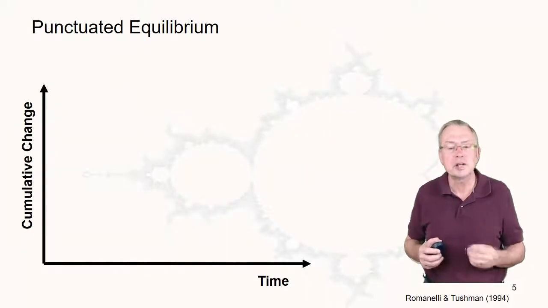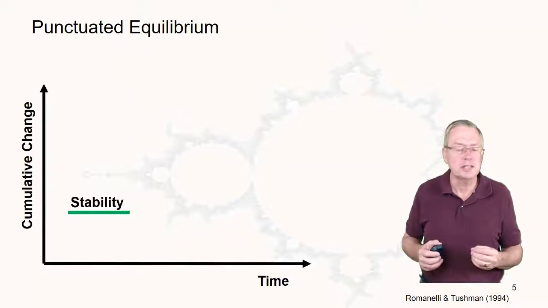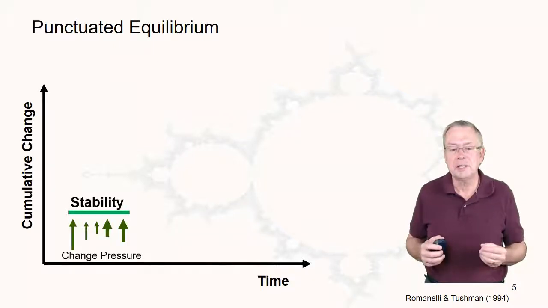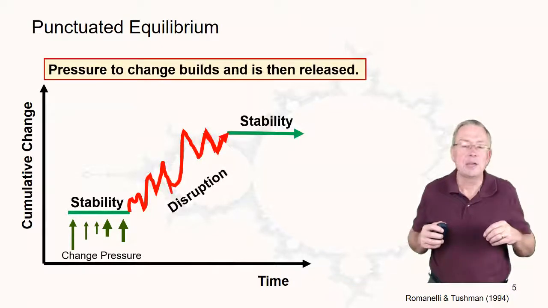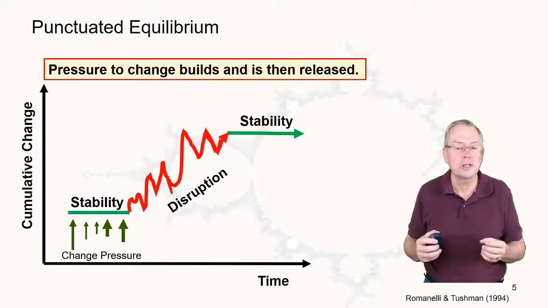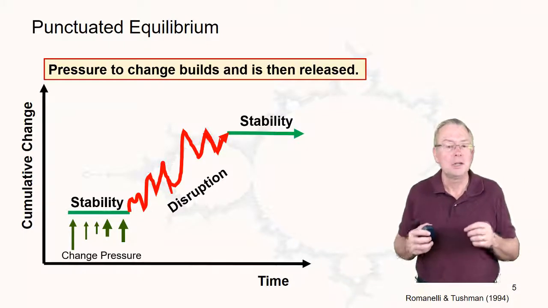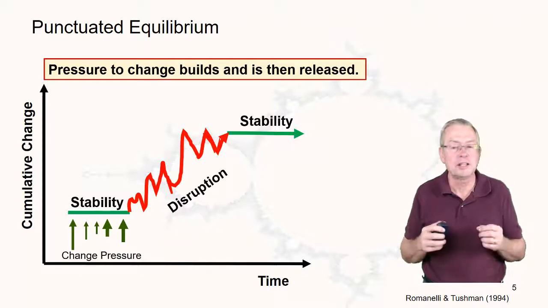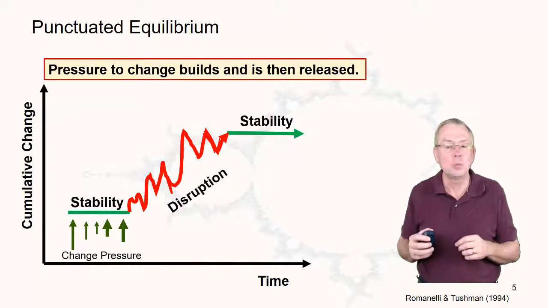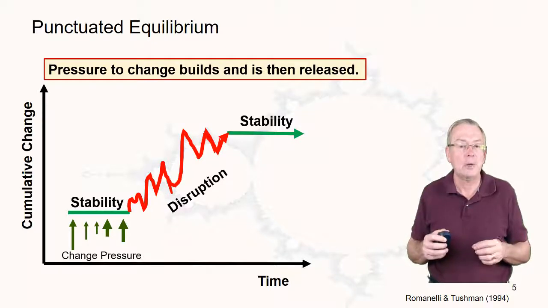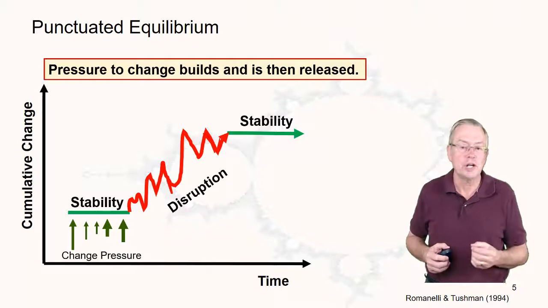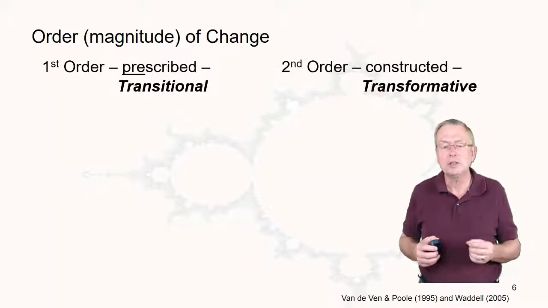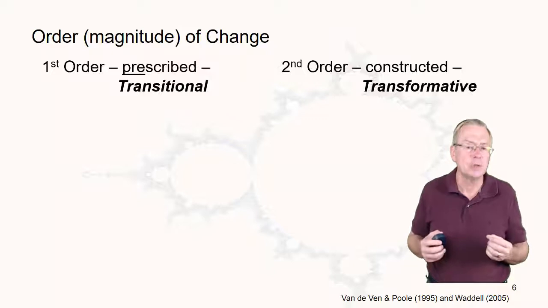Punctuated equilibrium is another change model, in which case you go from a level of stability where there are forces for change that all of a sudden have a release of that force, and there's disruption to a new level of stability. The pressure to change builds and is then released. This is another way of looking at change from how it occurs, oftentimes emergent, sometimes very erratic. Punctuated equilibrium change model.